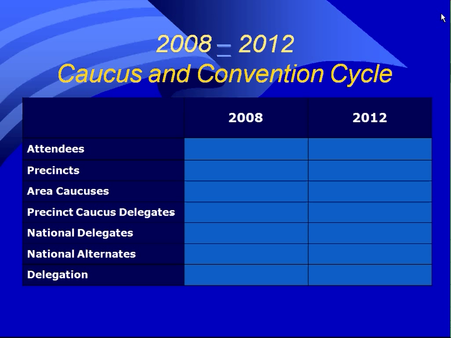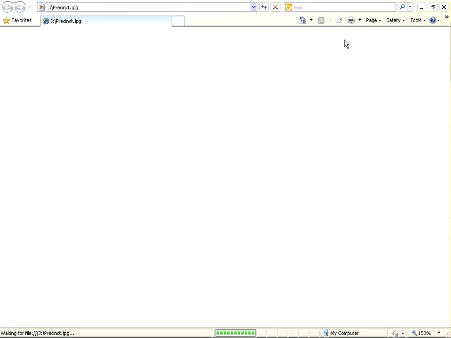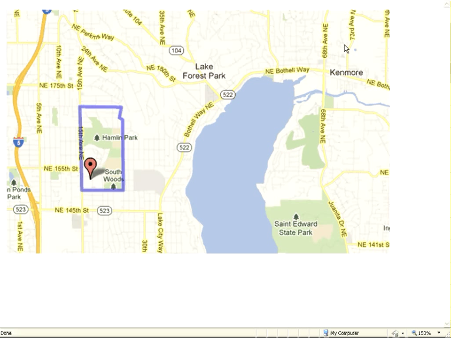To understand the caucus and convention cycle, it's important to understand one of the fundamental parts of the party structure here in Washington State, and that's a precinct. Here's a map of a precinct in Shoreline, Washington, north of Seattle and a little bit to the west of the north end of Lake Washington, right around Hamlin Park. Precincts are basically neighborhoods, and they vary widely in size and in number of residents, depending on where you live.